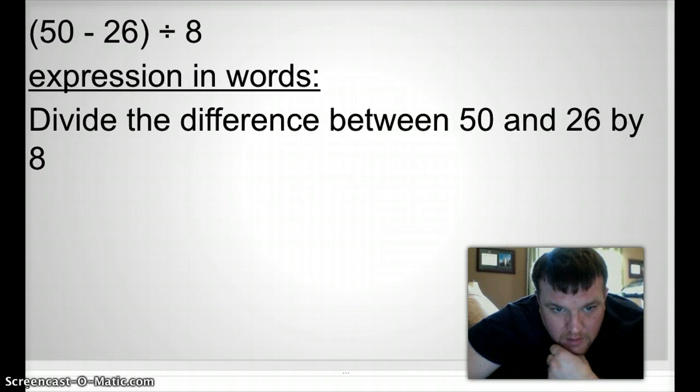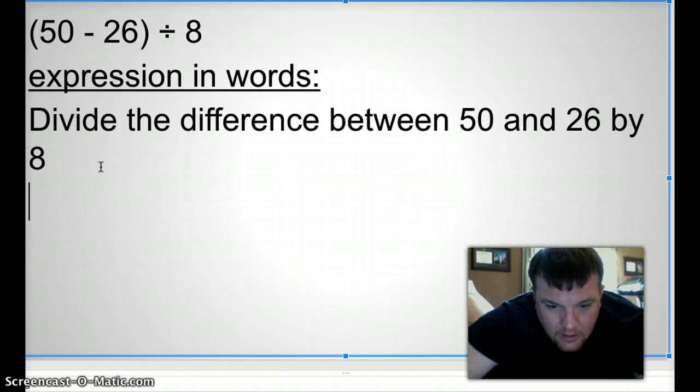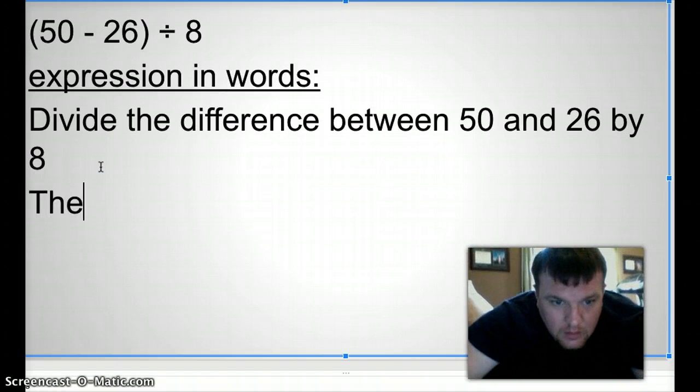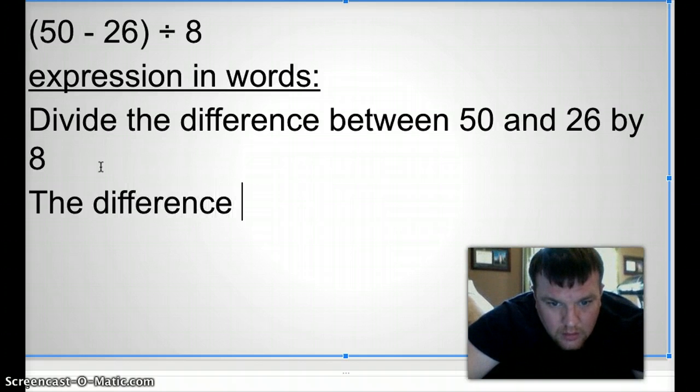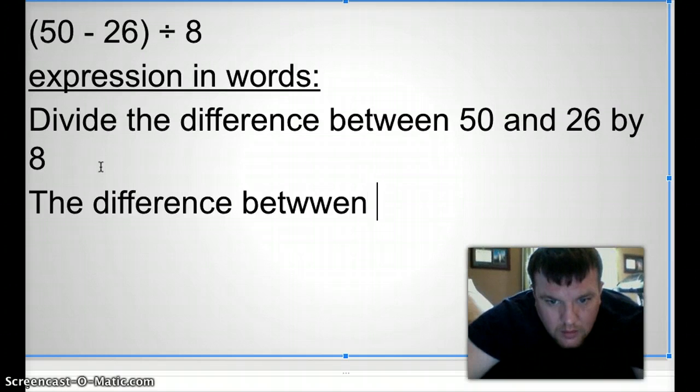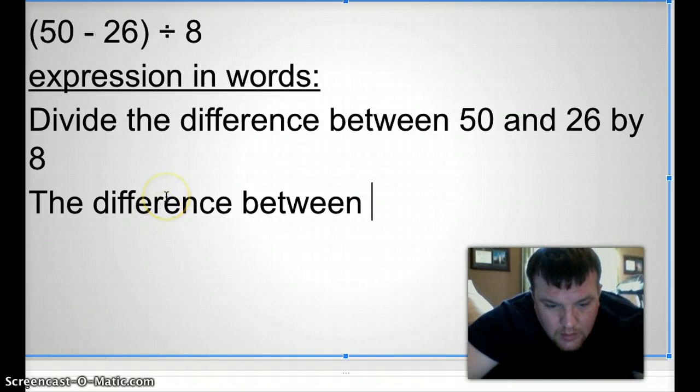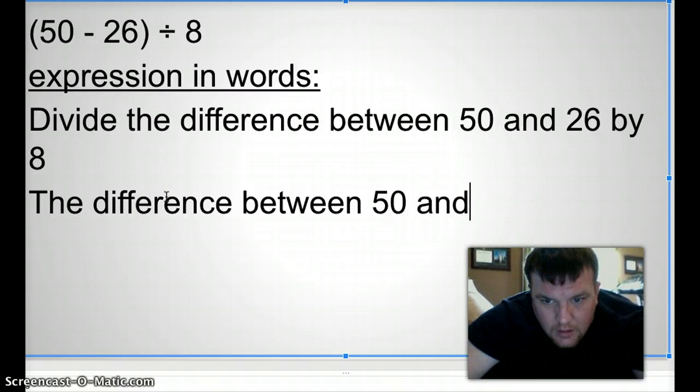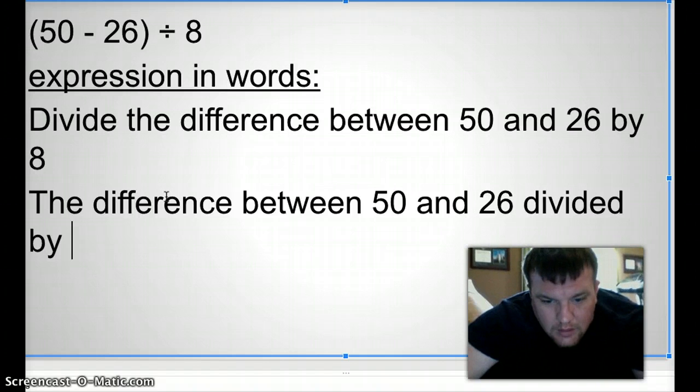This could be written like this: divide the difference between 50 and 26 by 8, or the difference between 50 and 26 divided by 8.